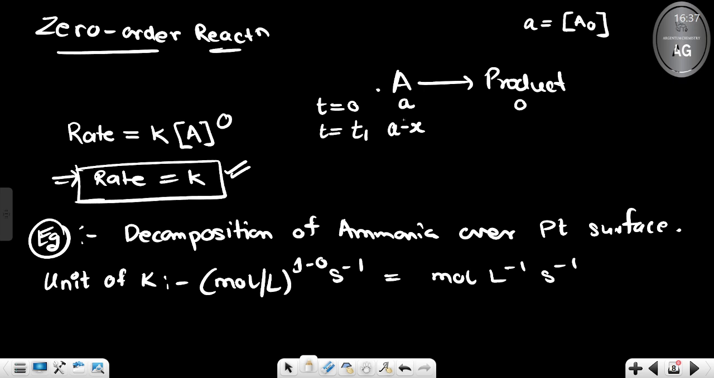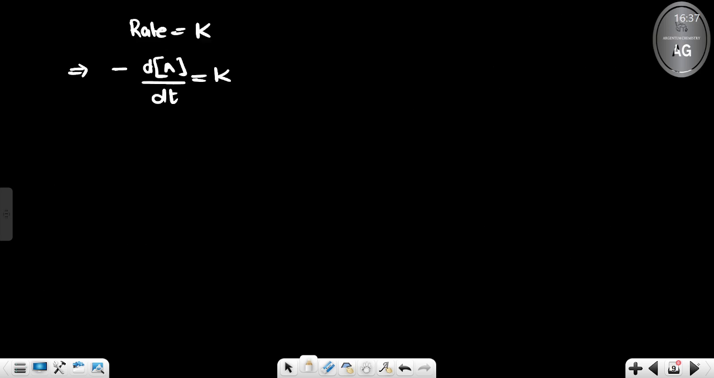So the value of A will now be a minus x. It will no more remain a because x moles dissociated. Product formed will be x. So this a minus x, I am assuming to be equal to At, the concentration at time t. When t equals infinity, the reaction will be completed, but that case we will not take up now. So did you understand what A0 is, and what a minus x is? Now let us move on to the next page.